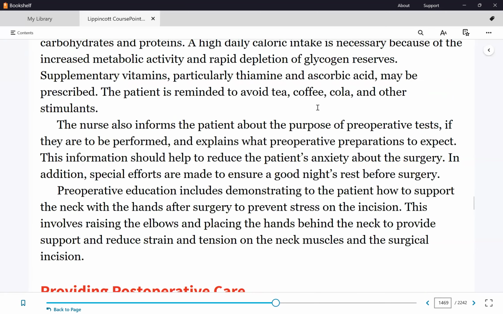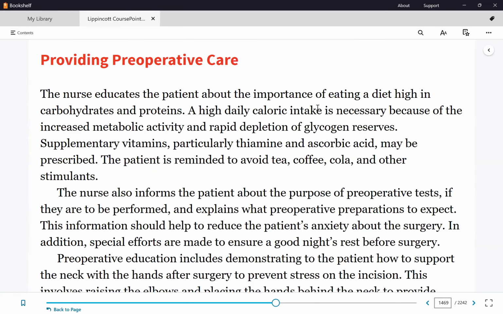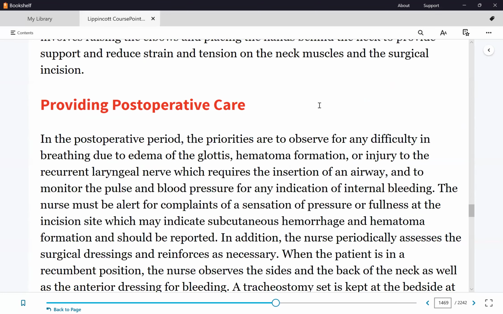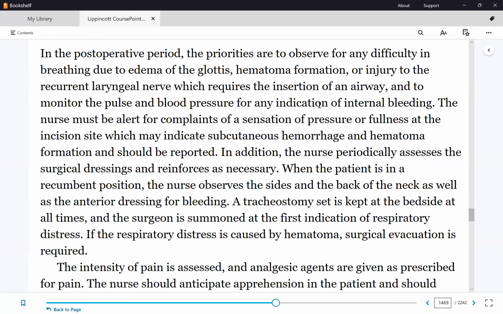So here, see where the chapter went from pre-op to post-op? It didn't mention intra-op, because do we have any role in the intra-op? No, the doctor does the surgery. So after surgery, here are our responsibilities now. We monitor the patient for the consequences after surgery.